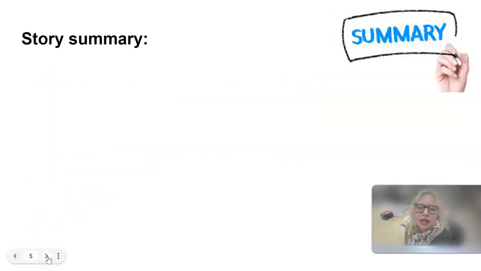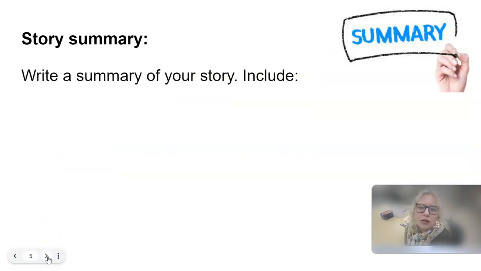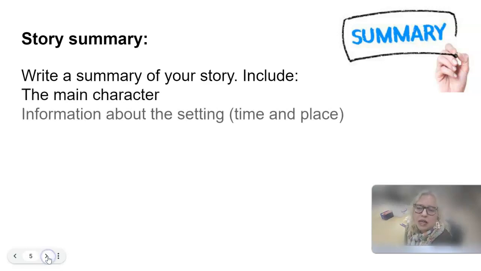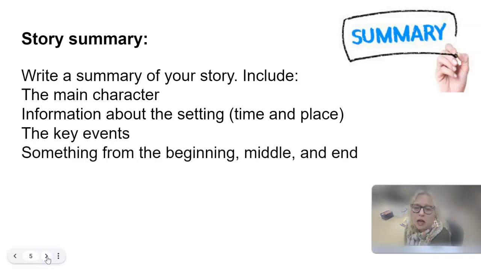And you need to write a story summary. A summary is a retelling of the main events of a book. So include the main character, information about the setting, the time and place, and then those key events that happen in your book. Something from the beginning, the middle, and end.